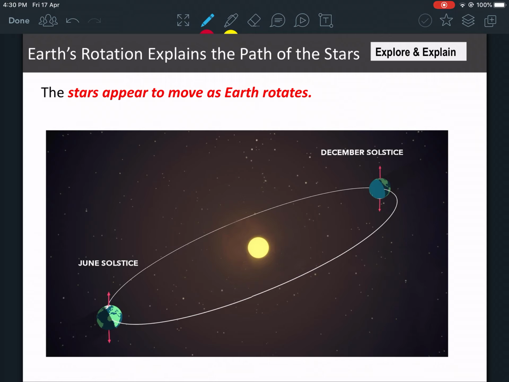Now, Earth's rotation explains the path of the stars. That's exactly what we said. That's just another picture that helps you understand. So if you're here, you'll be able to see whatever is there. If you're here, you'll be able to see whatever is there. So it depends on where you are in the revolution around the sun, and it depends on where you are on Earth.